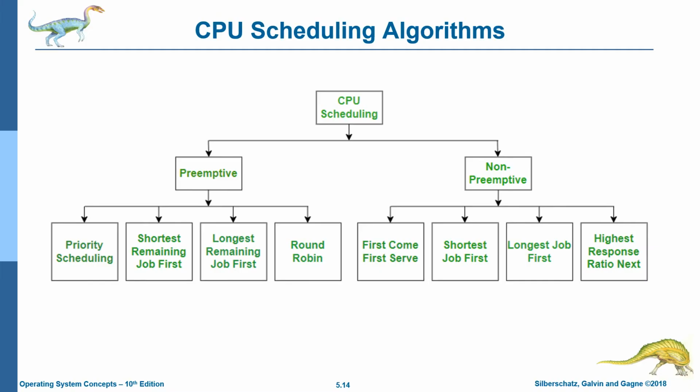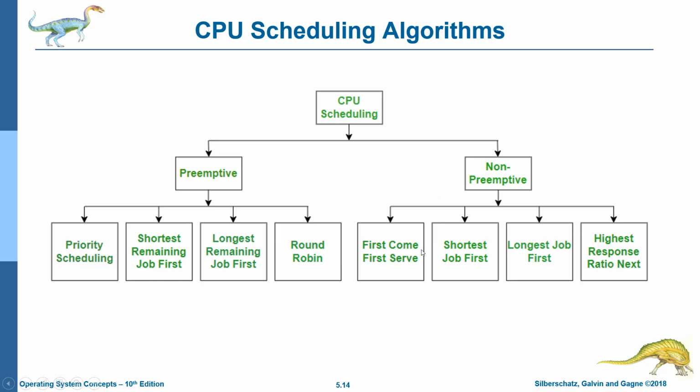So next we have CPU scheduling algorithms. The CPU scheduling algorithms are classified into two forms. First one is the preemptive scheduling, and second is the non-preemptive scheduling. Preemptive scheduling includes priority scheduling, shortest remaining job first, longest remaining job first, and round robin scheduling. We will discuss these in the next lecture.